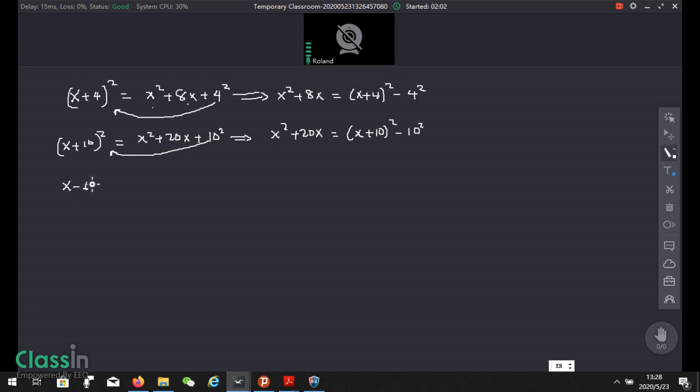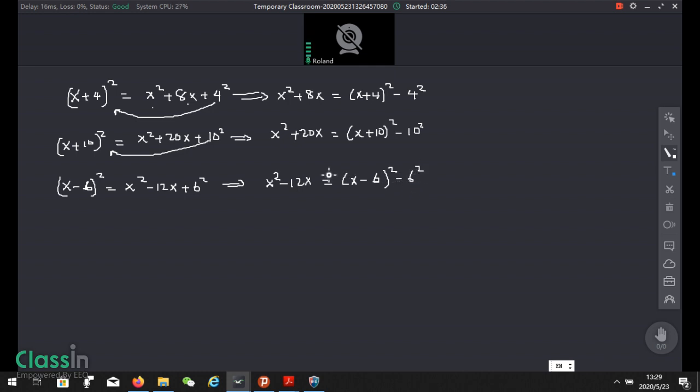Maybe x minus 6 all squared. This will be the same as x squared minus 12x plus 6 squared. And when we rearrange, this is x squared minus 12x. So for x squared minus 12x, we take 6 squared to the other side. That becomes x minus 6 all squared minus 6 squared.